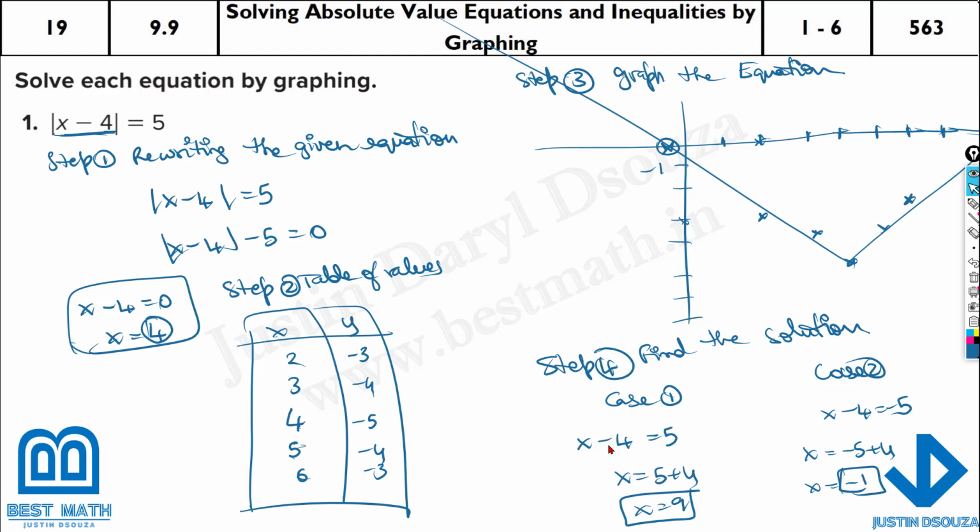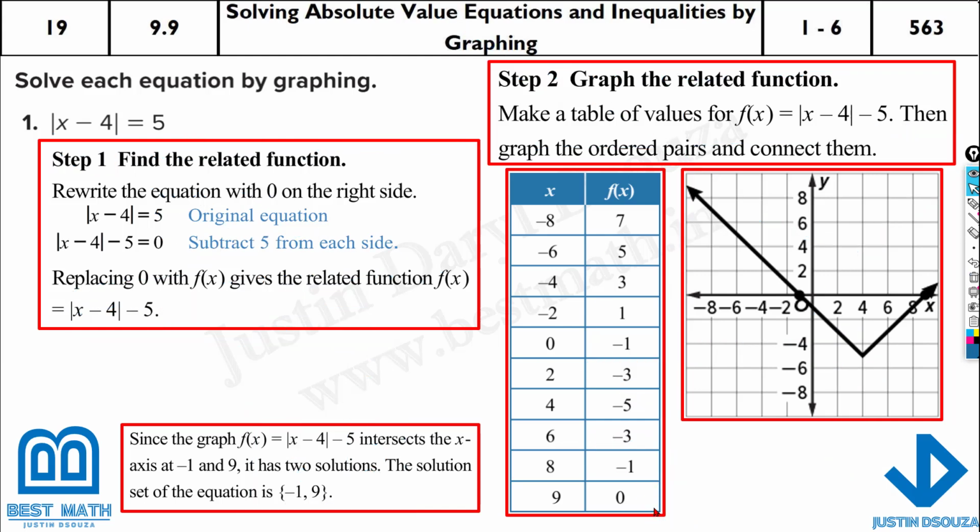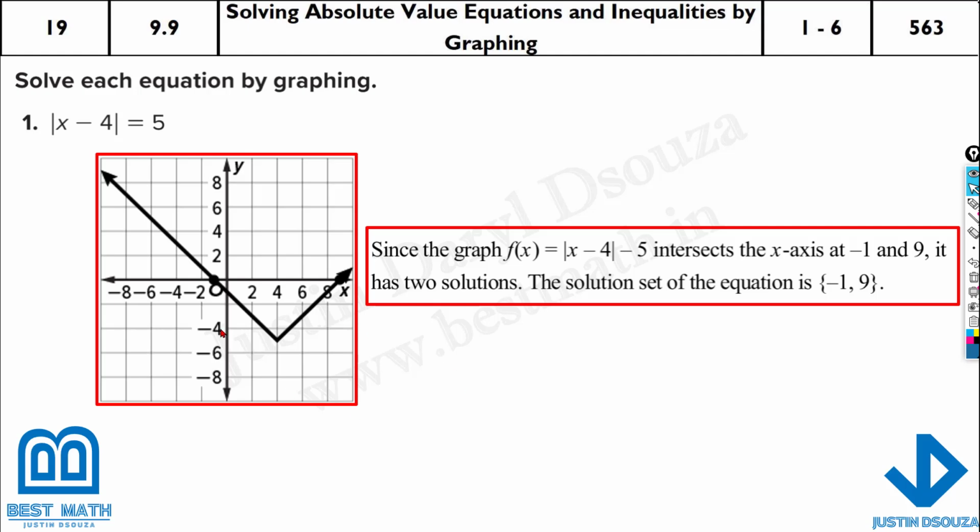Case 1. It'll be x minus 4 equals 5. When we remove this, it'll be either plus or minus 5. So next one will be minus 5. Solve both of them. The answers are minus 1 and 9. So here we go. They have taken a lot of values. It's just going to take too much time. And then the final solution is minus 1 and 9. You can see minus 1 and 9. So here we go. That's it.